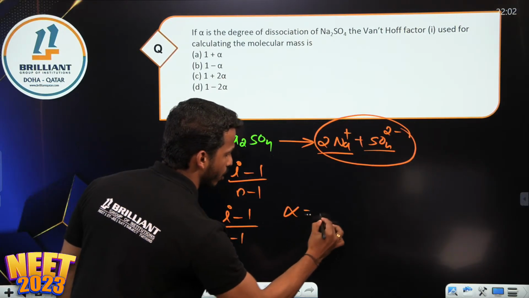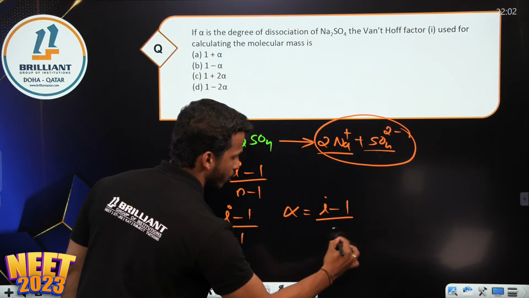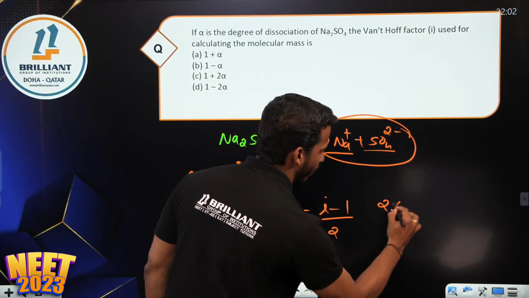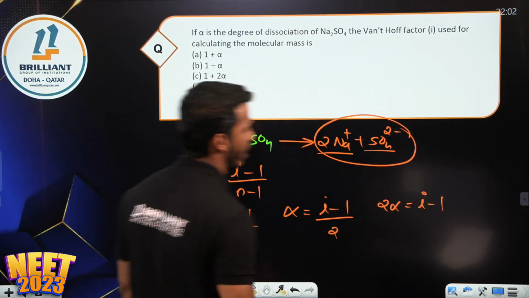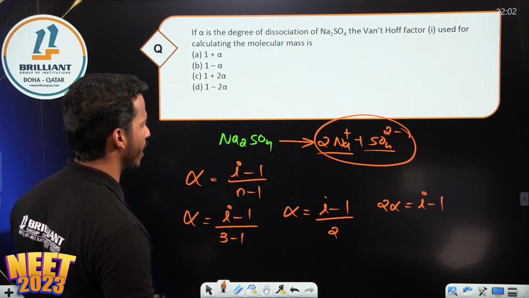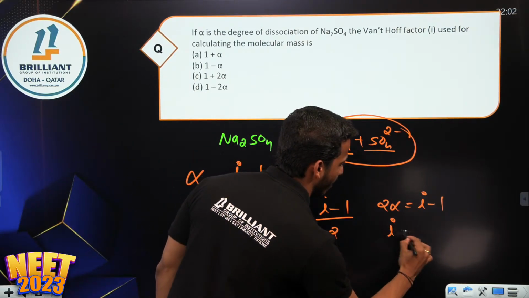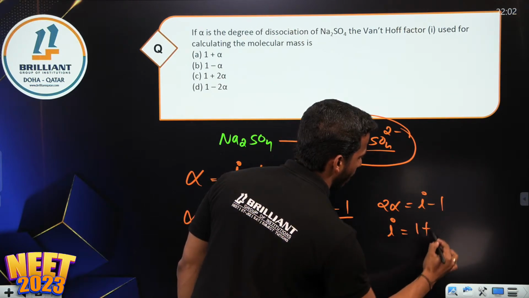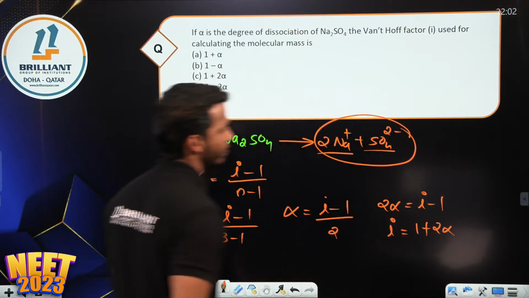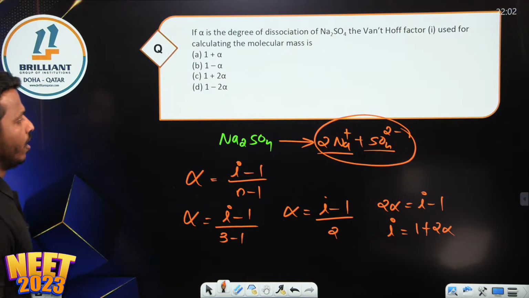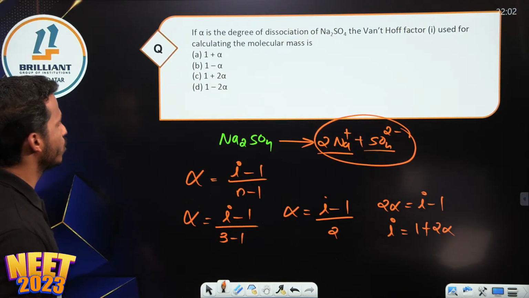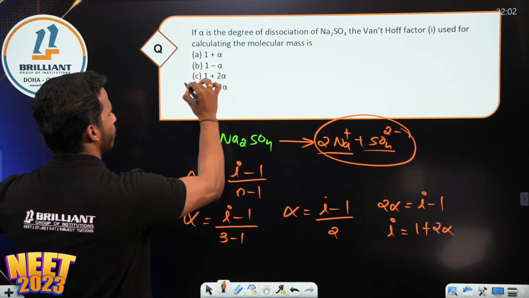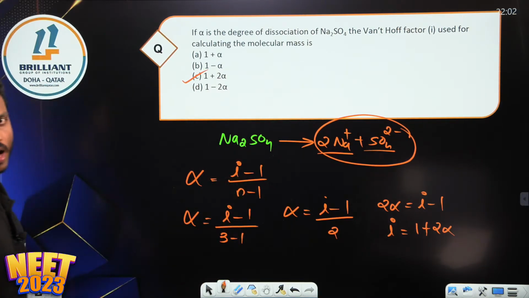So alpha is equal to (i minus 1) by 2, that is, 2 alpha is equal to i minus 1. What do they need actually? They need i. So what is the Van't Hoff factor i? i is equal to 1 plus 2 alpha. What is the answer? That is option C, 1 plus 2 alpha.